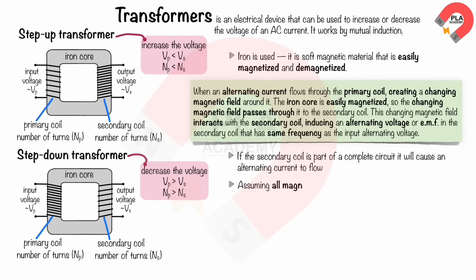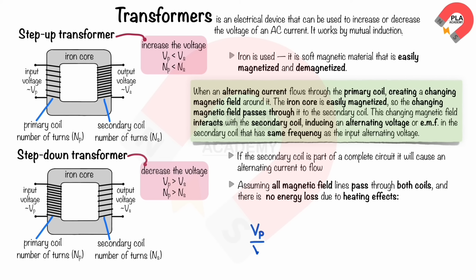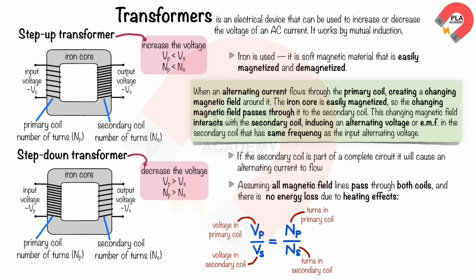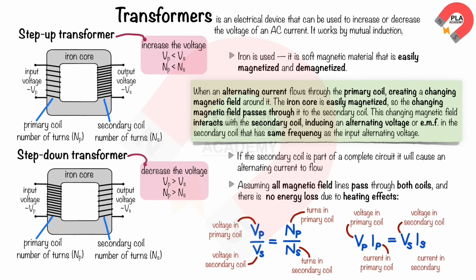Assuming all magnetic field lines pass through both coils, and there is no energy loss due to heating effects, the following equations apply. Vp is the voltage in the primary coil, Vs is the voltage in the secondary coil, Np is the number of turns on the primary coil, Ns is the number of turns on the secondary coil. The output power will be the same as the input power supply. Ip is the current in the primary coil, Is is the current in the secondary coil.